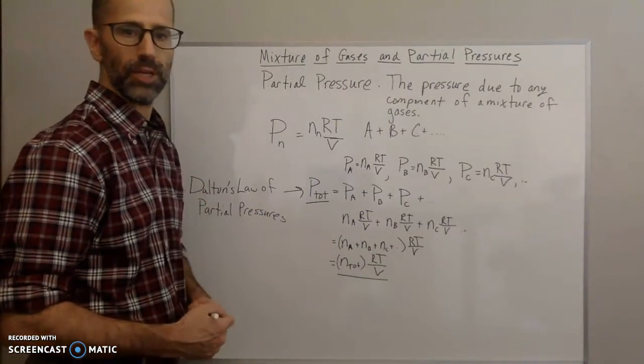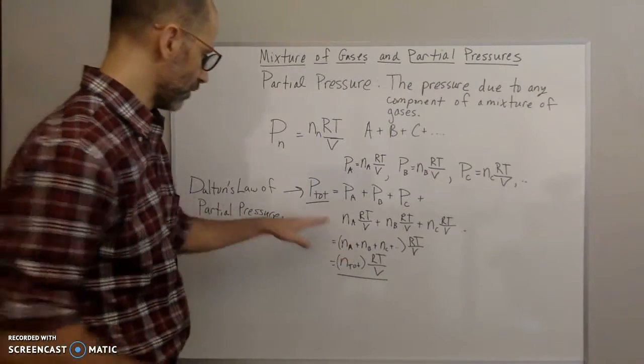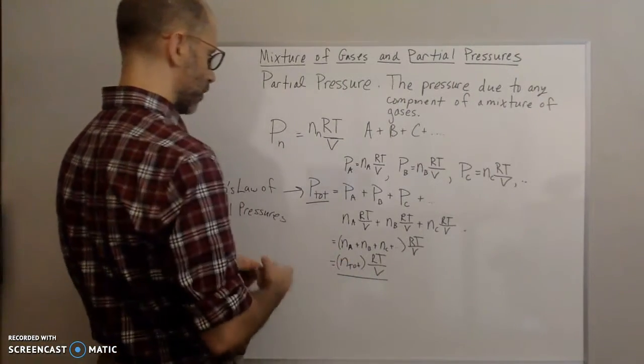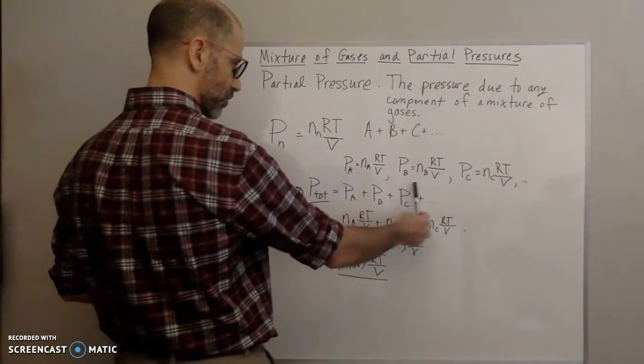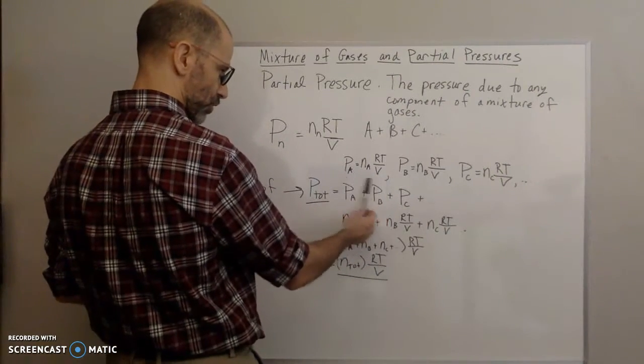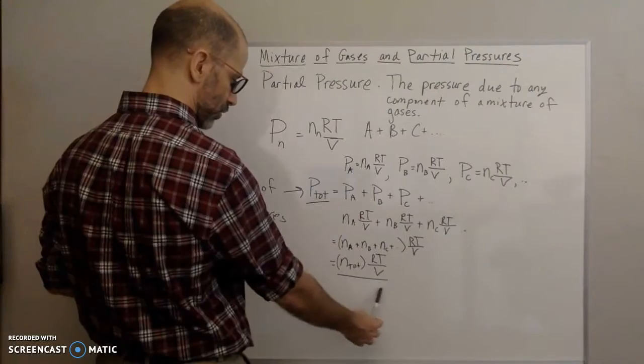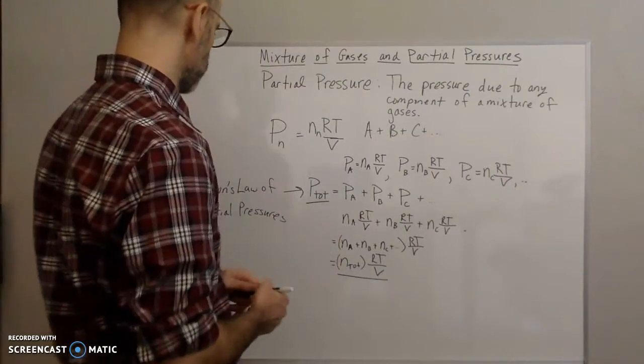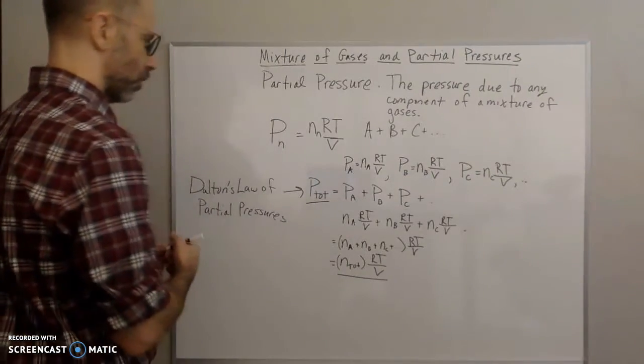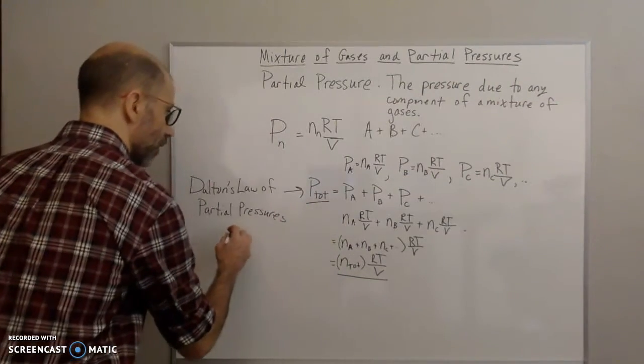So the total pressure is going to be equal to the total moles multiplied by R times T divided by V. Now that we have this equation and we have these equations here, so we have the partial pressure equation and we have the total pressure equation. What happens when we divide these? So I'm going to go over here.